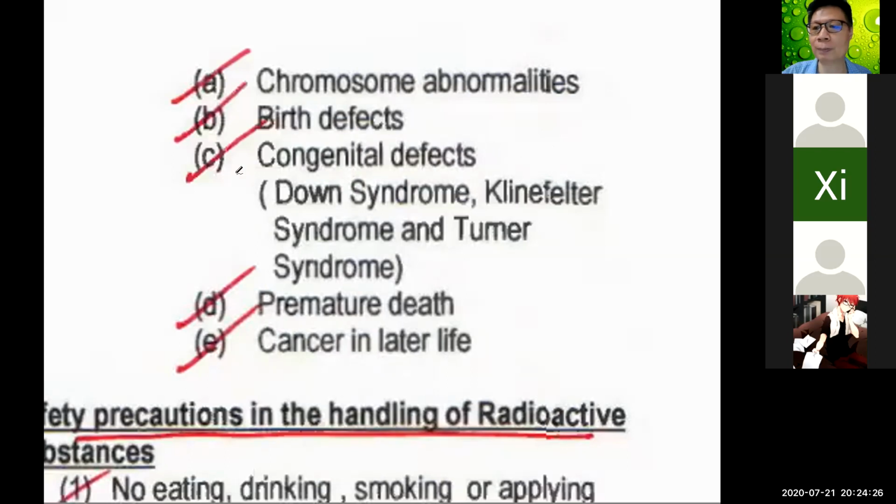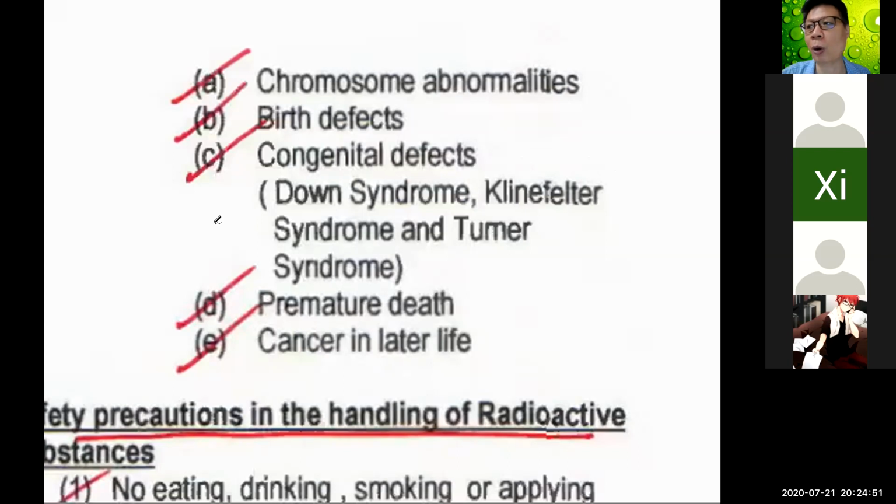Chromosomes get problems because of radiation. You get one extra chromosome or lack one chromosome, so you have this kind of thing: Down syndrome, Klinefelter, Turner syndrome. When a baby has this kind of syndrome, it cannot live long, maybe 12 years old, at most 18 years old, then it will pass away.